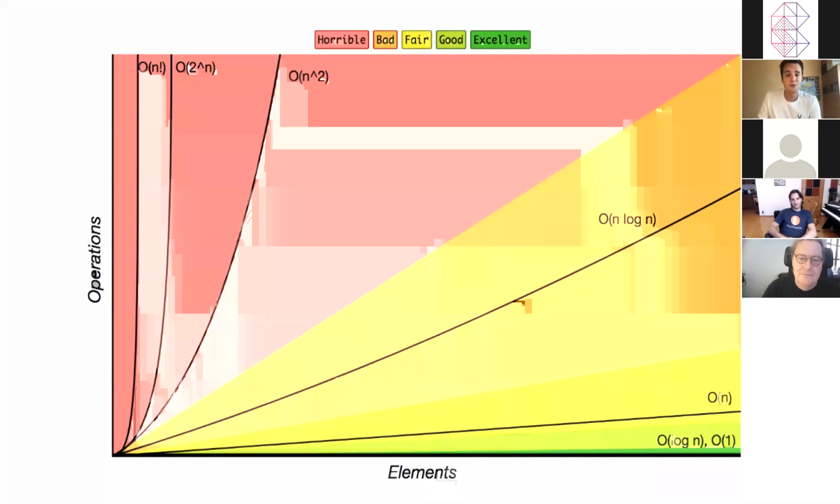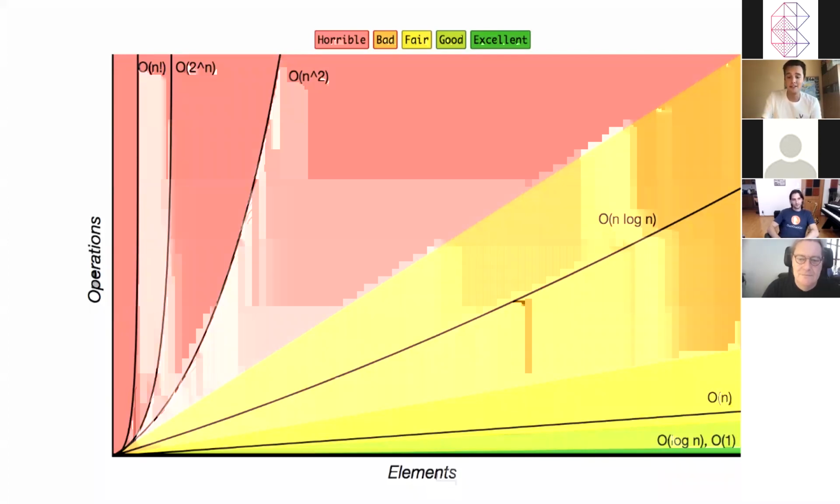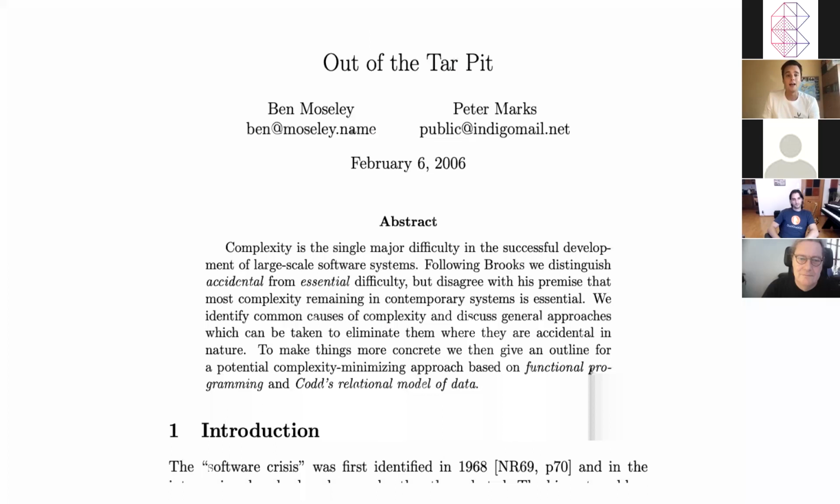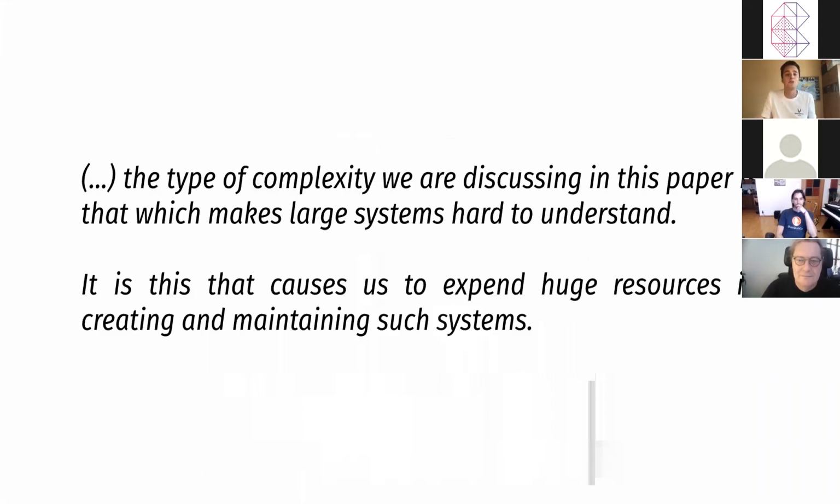Rather, we're going to consider complexity as defined in this already classic paper, Out of the Tar Pit by Ben Moseley and Peter Marks. This paper basically addresses software complexity throughout all of its almost 70 pages. It's a really great read, and the authors are talking about the type of complexity that makes large systems hard to understand, and it's this, having a hard time with understanding the systems, that causes us to expend huge resources in creating and maintaining such systems.